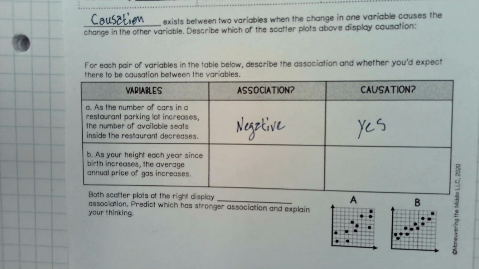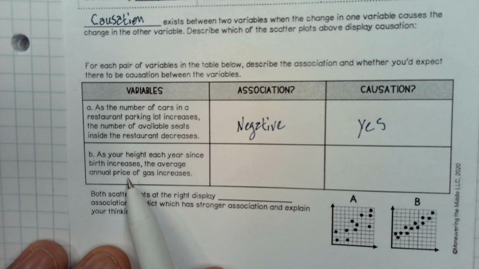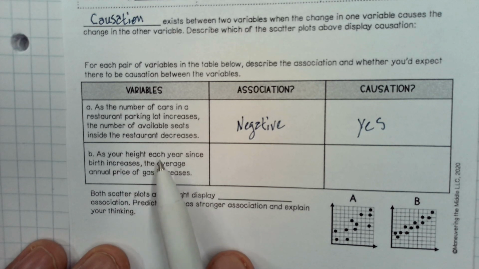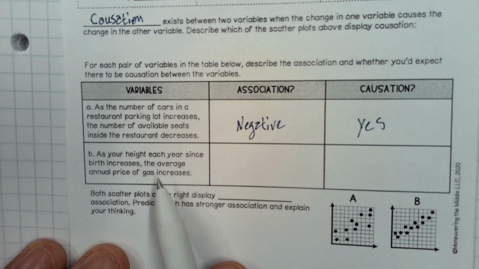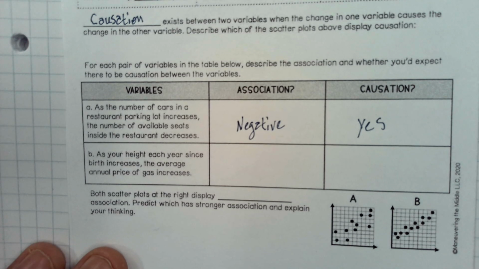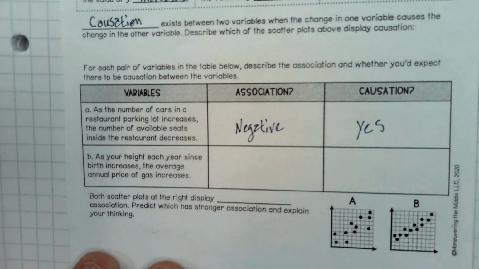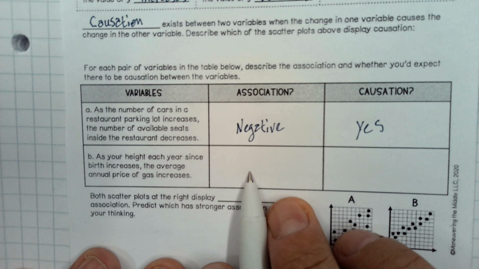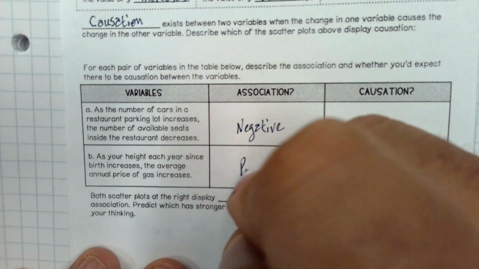So here we have one where both things increase, right? As your height each year since birth increases, the average annual price of gas increases, which is true, by the way. When you were little, gas wasn't as expensive. As you've grown taller, yeah. So would this be a positive or negative one? This is positive.